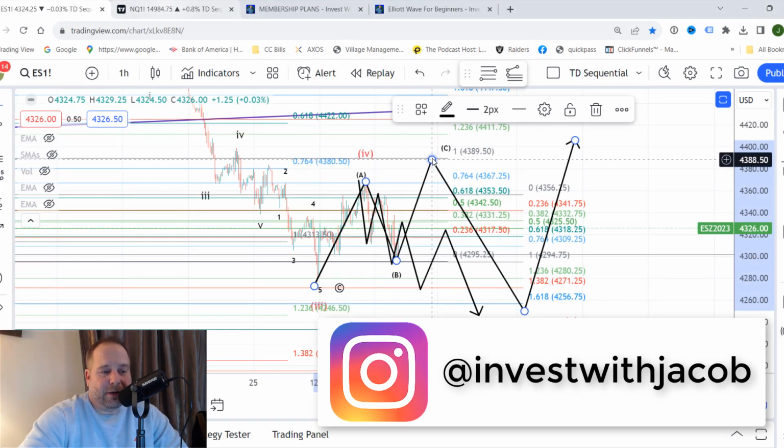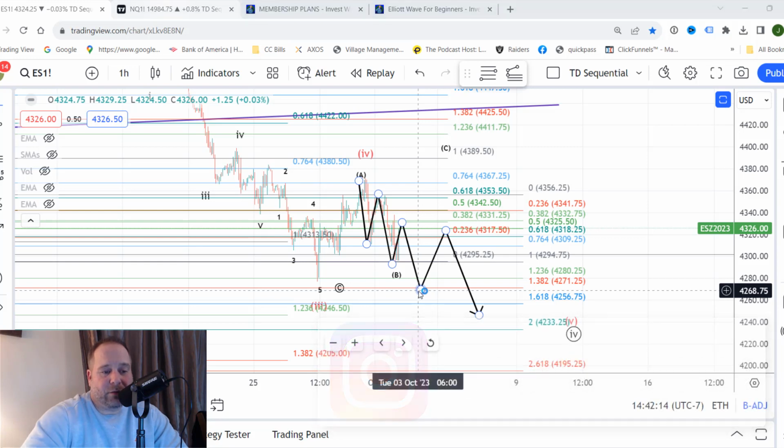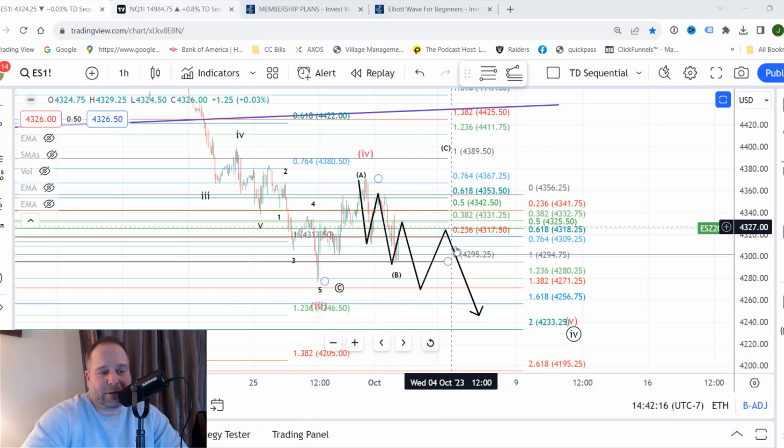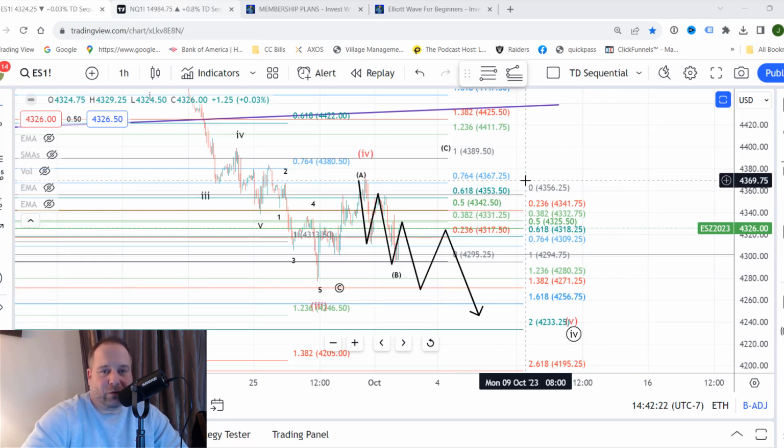The alt count, or secondary count, if they decide to move it directly lower, would be that this is going to be an ending diagonal, where we would look for a continuation down from here in the wave 3 toward the 42.71 area, one more bounce in wave 4, and then down towards that 42.60 area. From there, we'd look for a pretty strong rally to the upside.